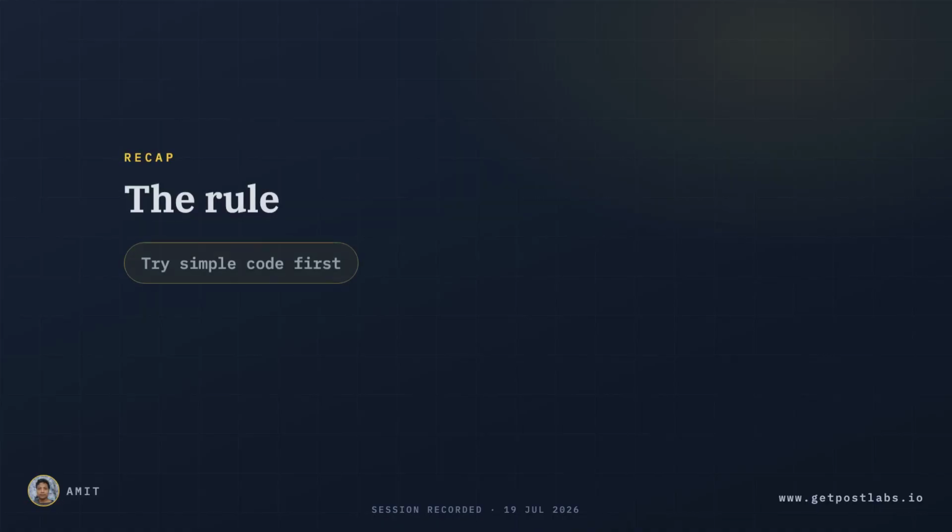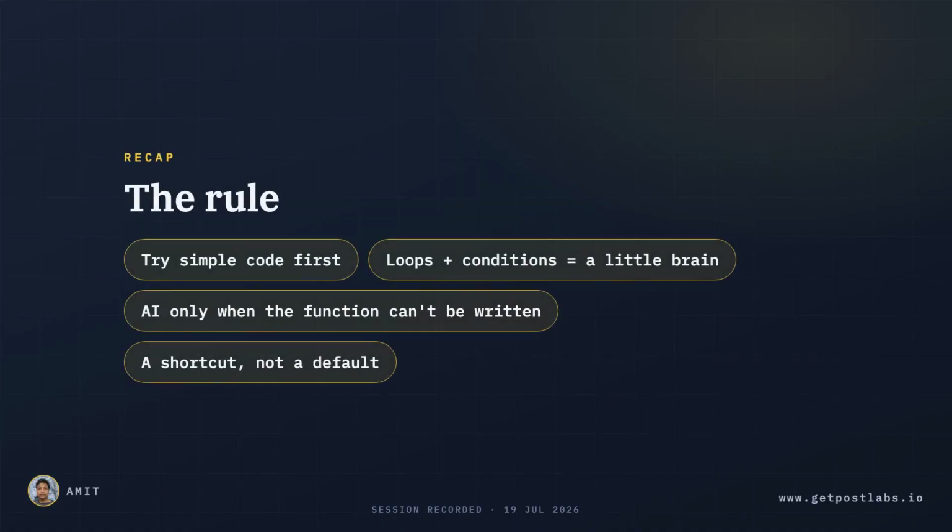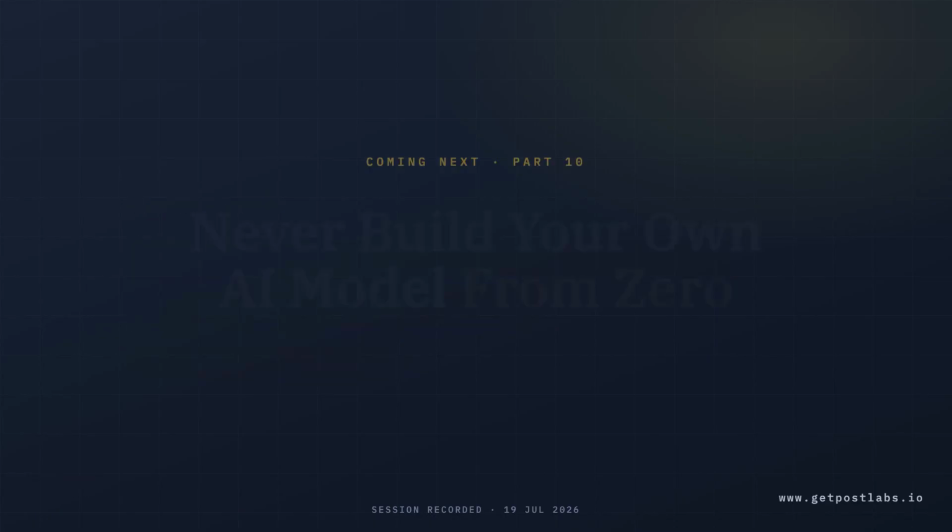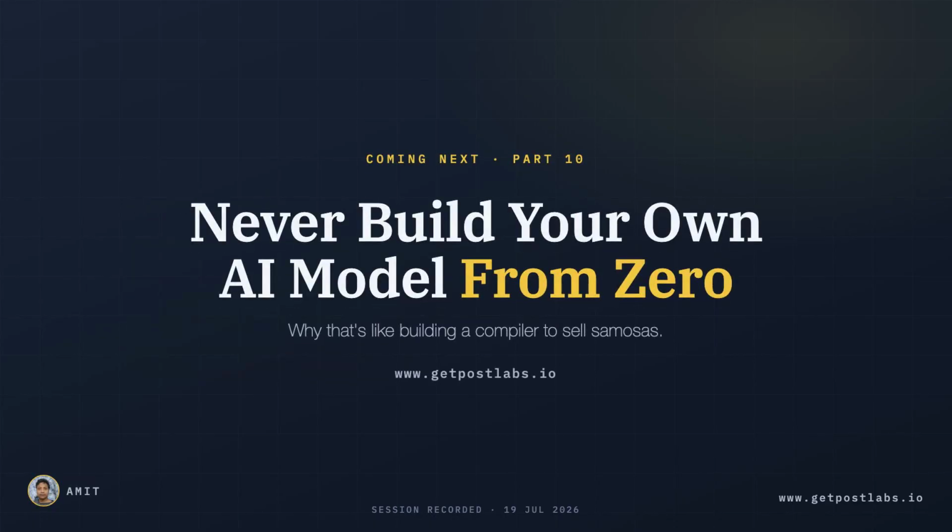So here's the rule. Try simple code first. A decision engine, a few conditions, will solve more than you think. Reach for AI only when you know the input and the output, but the function is beyond you. And when you do need a model, should you build your own from zero? Never. Next time I'll show you why that's like building a compiler to sell samosas.